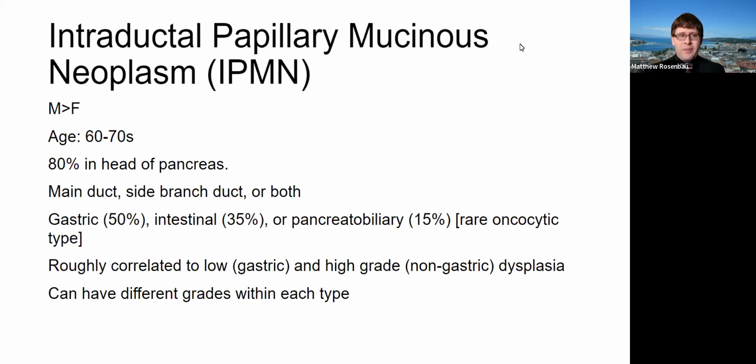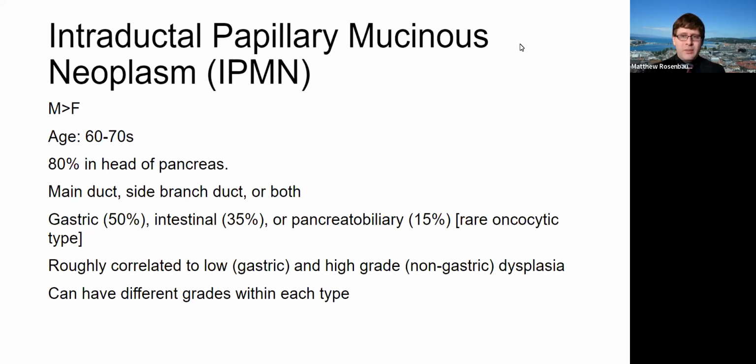So briefly talking about IPMNs, usually it's a slight male predominance. Usually older patients, more commonly in the head of the pancreas. This is all in contrast to mucinous cystic neoplasms. They can involve the main duct, which is generally clinically more concerning, the side branch duct, or both.